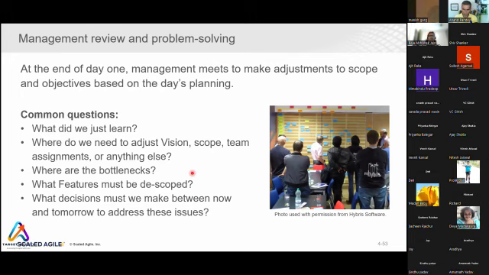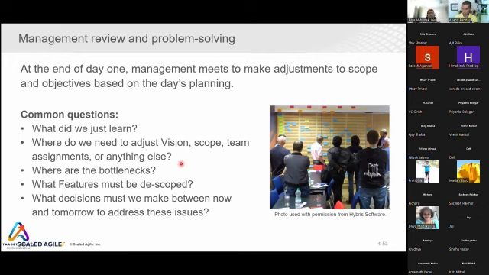Management review, as I told you: at the end of the day, management meets, the high-level stakeholders meet, and they discuss what they learned, where they need to adjust vision, scope, team assignments, or anything else. What are the bottlenecks we have? What feature must be de-scoped? What decision must be made between now and tomorrow?